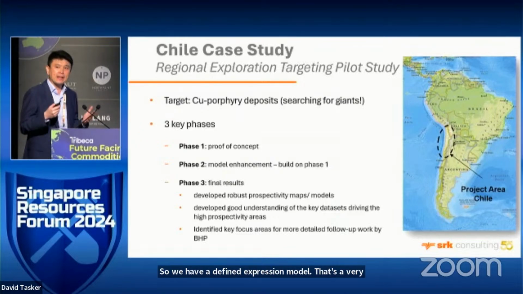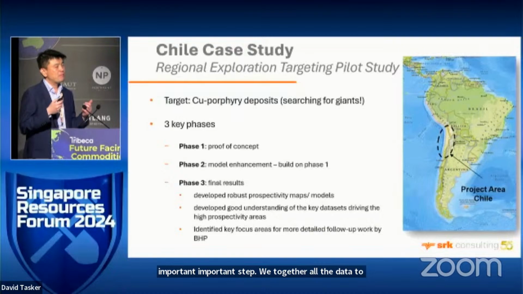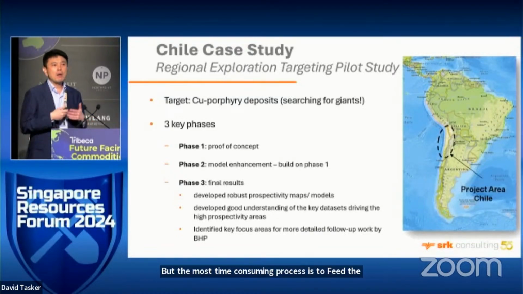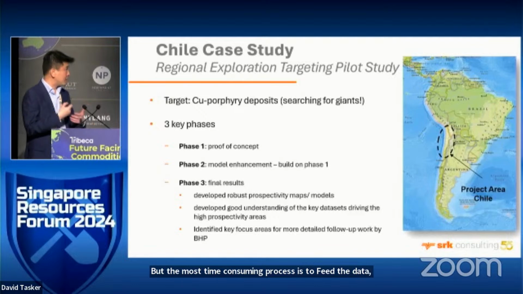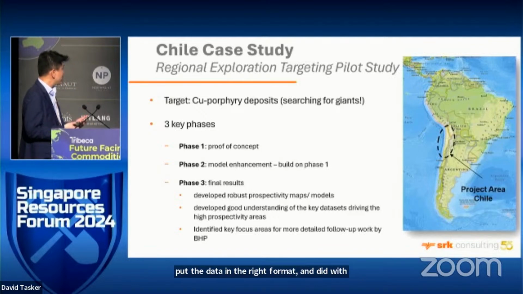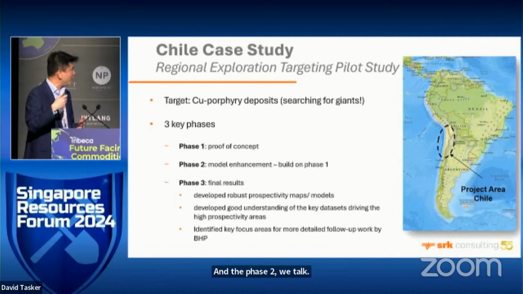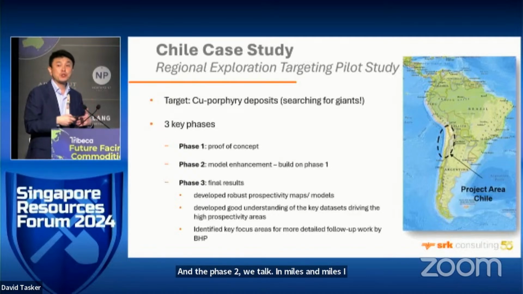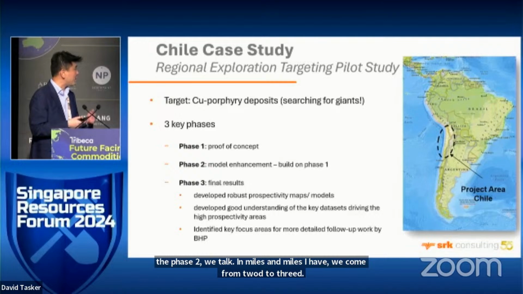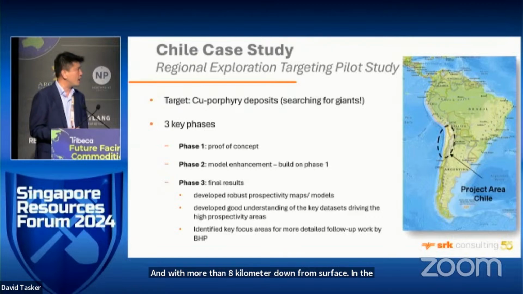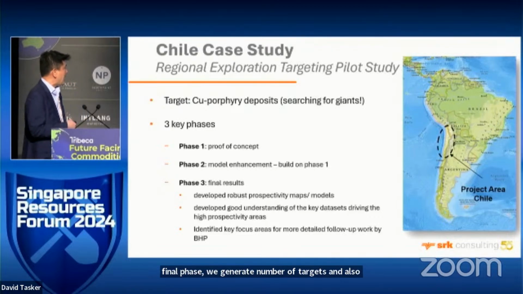And we gather all the data together. But the most time-consuming process is to clean the data, put the data in the right format, and do the interpretation as well. In phase 2, we took it miles ahead. We converted from 2D to 3D, and we modeled everything 8 kilometers down from surface. In the final phase, we generated a number of targets and also a very sophisticated regional geological model, and left that to BHP to do more follow-up work.